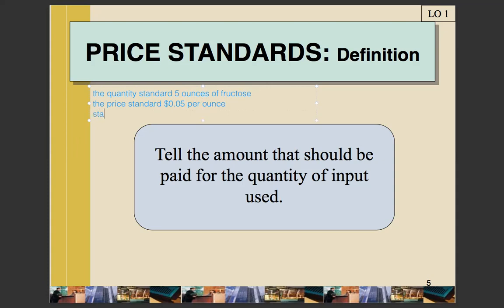So how do we calculate the standard cost? The standard cost will be 5 times 0.05, so it becomes 0.25.